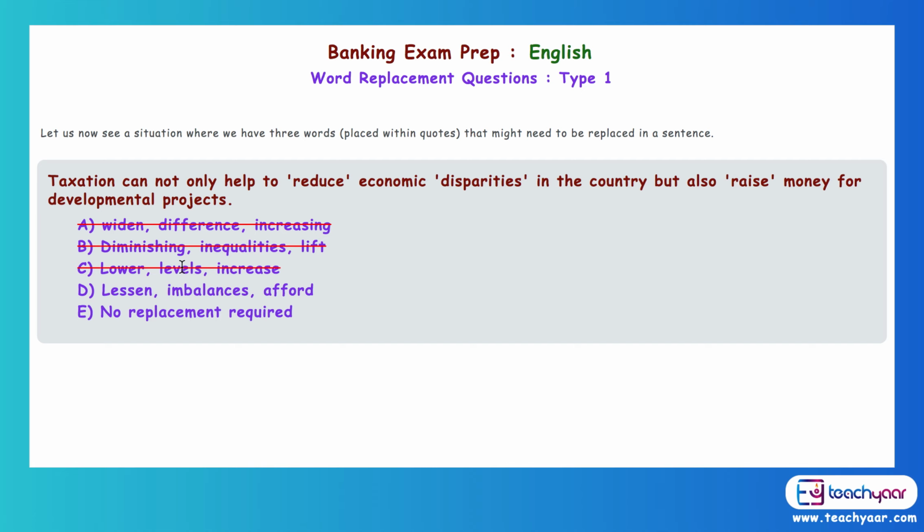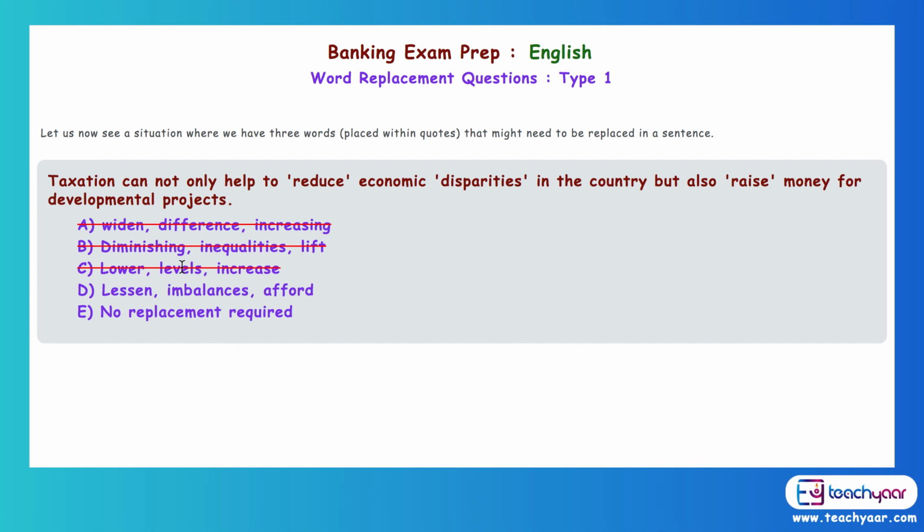Now we move on to the third word, but also raise money for development projects. Because when you have taxation and you get money from the people, the government uses that money for development projects. So to raise money. What is the option given? Option D, last word, afford. Now, afford, it doesn't have the same meaning as raise.